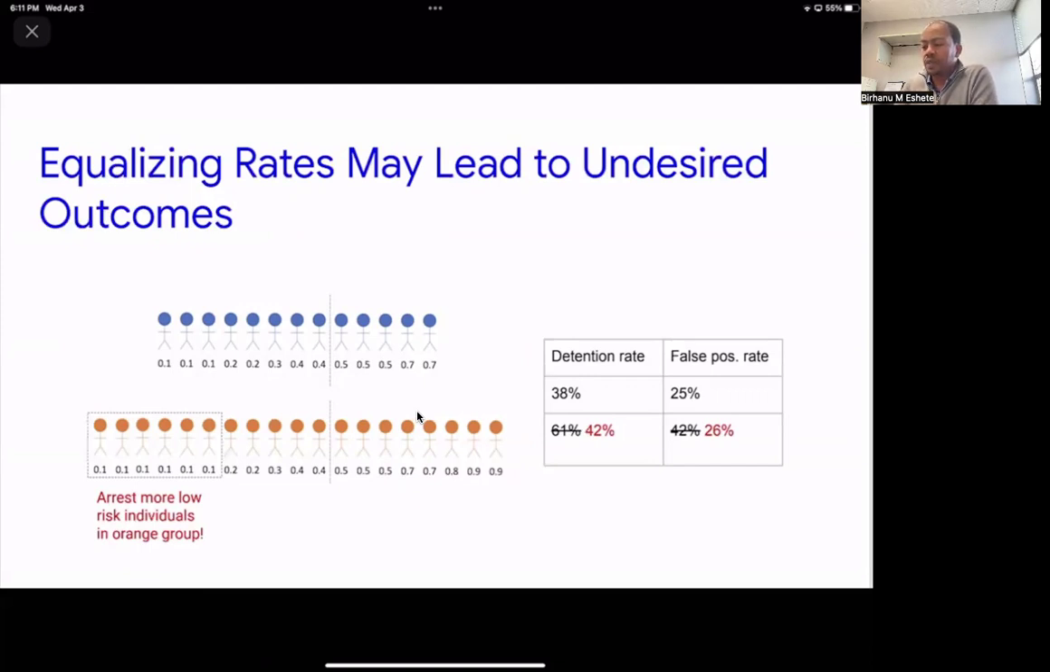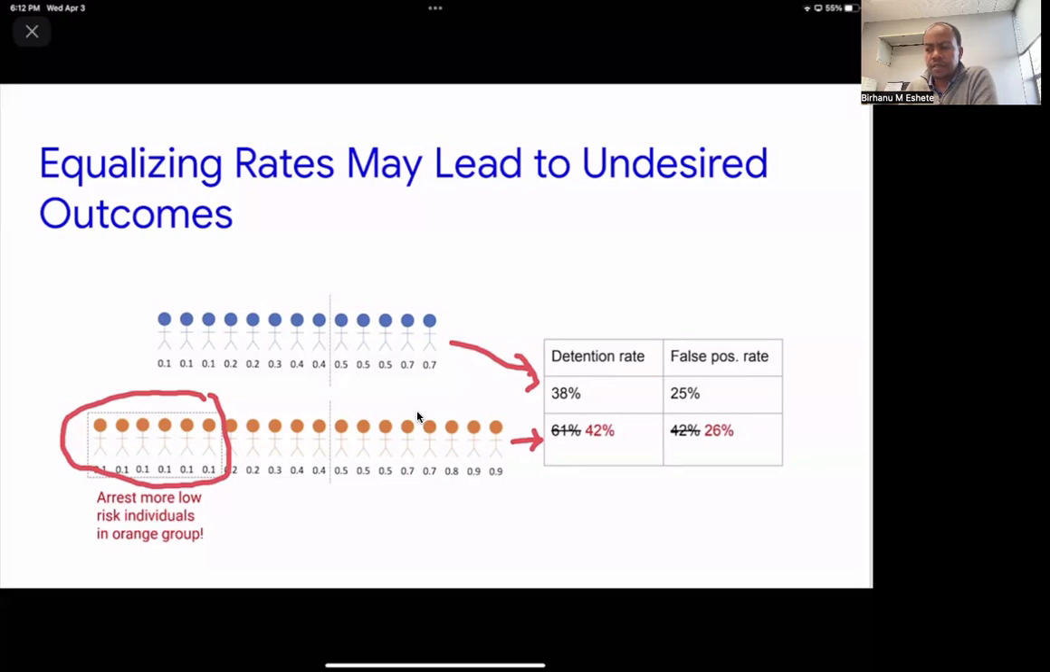So here is one attempt at equalizing rates, which could lead to undesired outcomes, right? What we do is we inject low-score people from this subgroup into the orange group and recalculate everything. Because we didn't touch the blue group, the 38 versus 25 false positive rate would stay. But for the orange group, things would change, right? The detention rate dropped from 61, and the false positive rate dropped from 42 to 26%, okay?